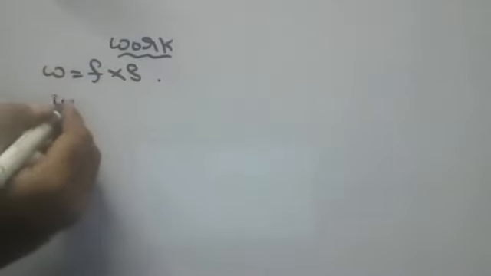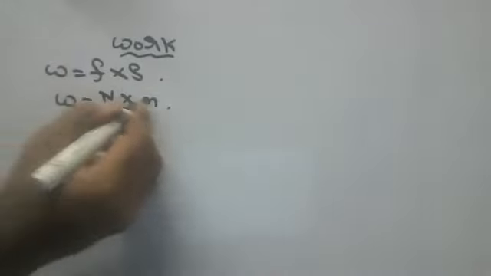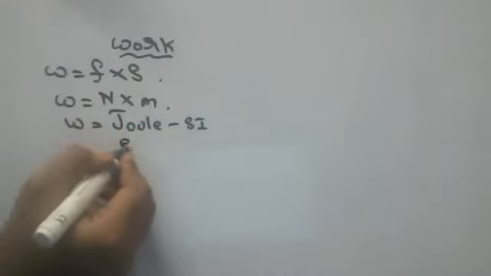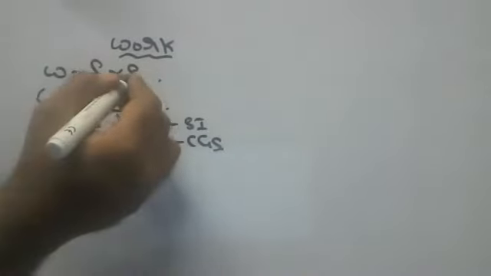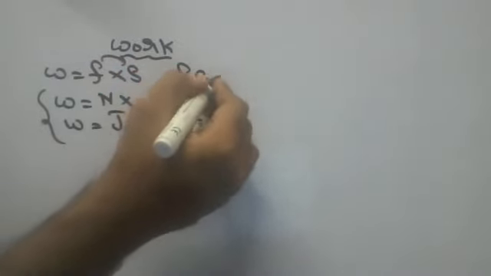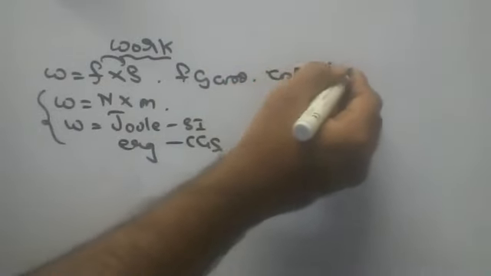Discussion again. Coming to work basics. Work is defined as product of force and displacement. Work units are Newton into meter. Newton into meter, we can say it as joule. This is the SI unit. And erg is the CGS unit. The definition is product of force and displacement, and the formula is given as Fs cos theta, where theta is the angle between force and displacement.